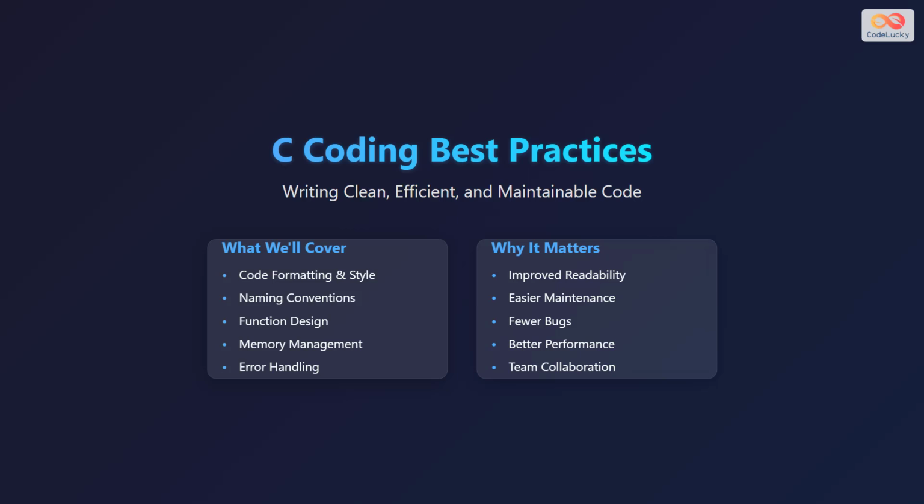By following best practices, we can improve the readability of our code, making it easier for others and our future selves to understand. It also helps in easier maintenance, reducing the time and effort required to update and fix code. Applying these techniques reduces the number of bugs, leading to more stable and reliable software. The best practices will enable better performance, optimizing resource usage and execution speed, and facilitate effective team collaboration, because consistent code style makes it easier to work together on projects.